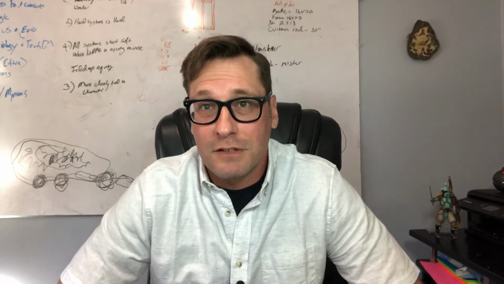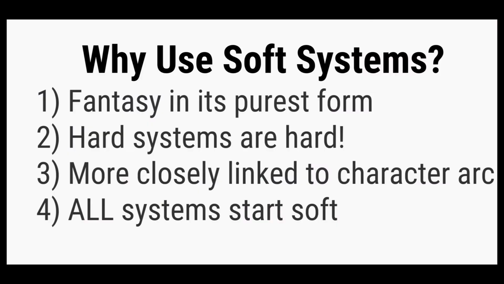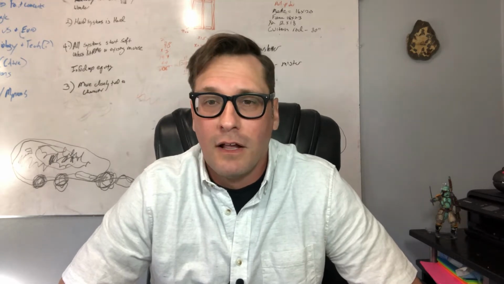But why use a soft system, especially if we're trending to hard systems? Well, for one, it's fantasy in its purest form. Fantasy is, again, impossible conceits, opposed to science fiction, which are improbable conceits, things that could happen in time or can be explained away with science. Fantasy is patently impossible. These are things that cannot exist in our world, which is why we seek out fantasy in the first place. This is soft magic.